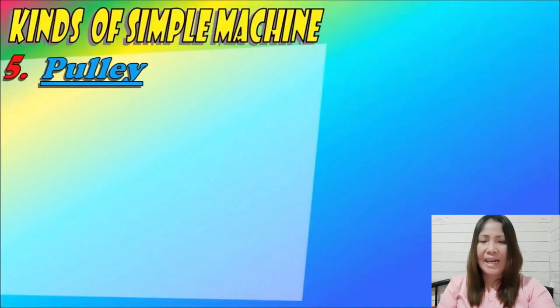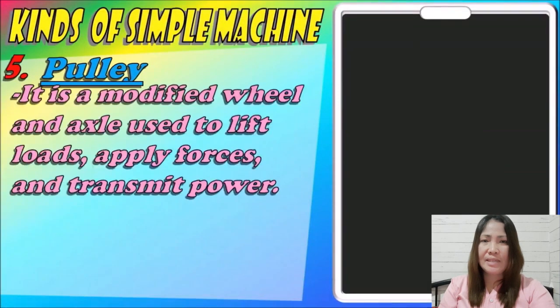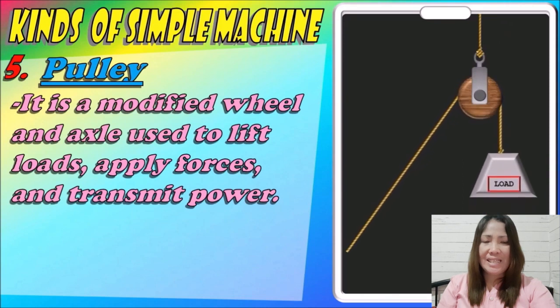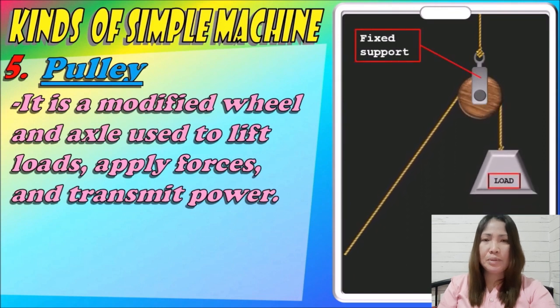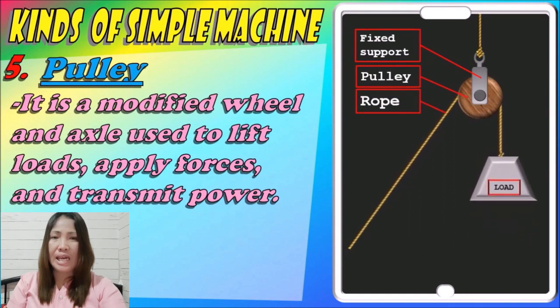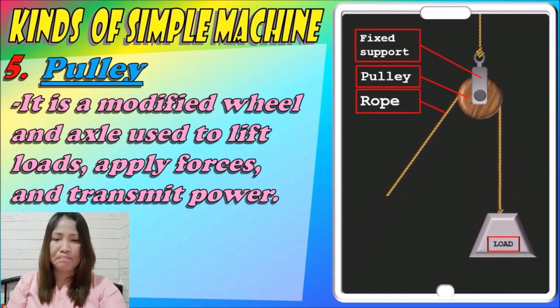The fifth kind of simple machine is the pulley. Pulley is a modified wheel and axle used to lift loads, apply forces, and transmit power. These are the parts of a pulley. We have fixed support, pulley, rope.